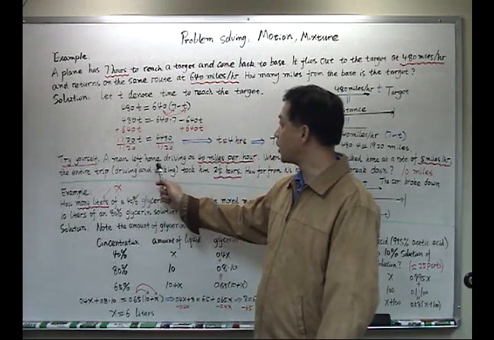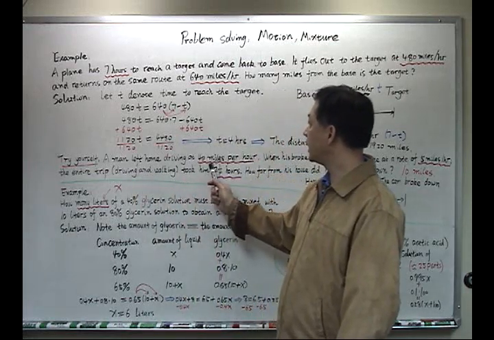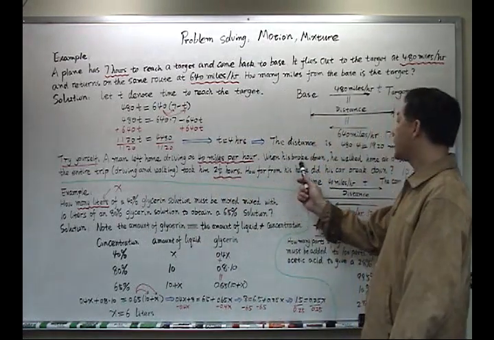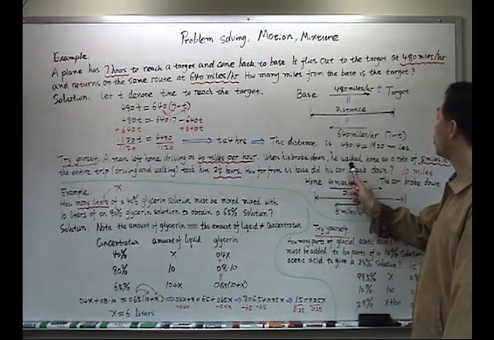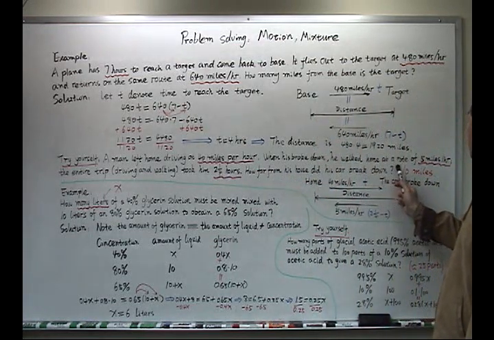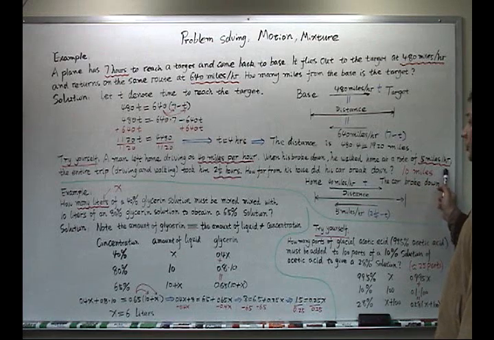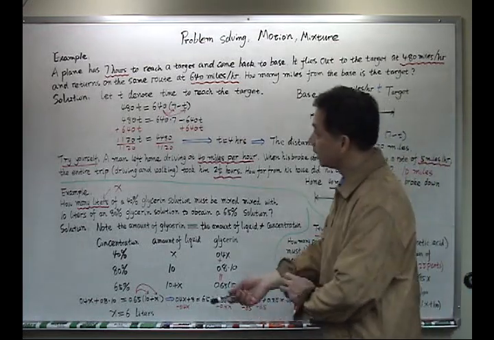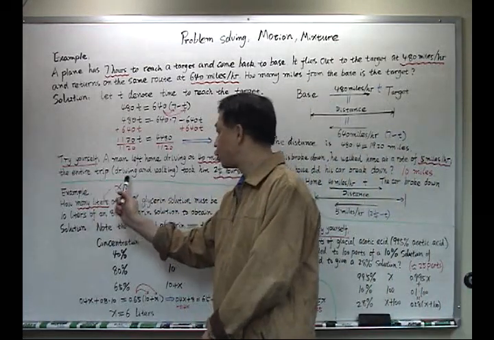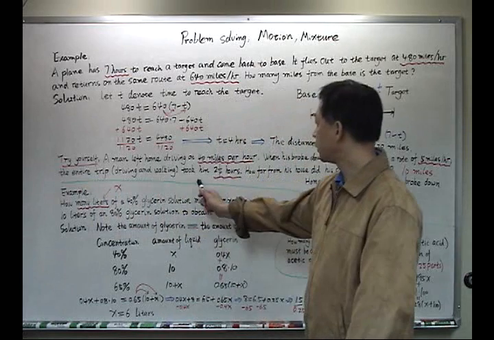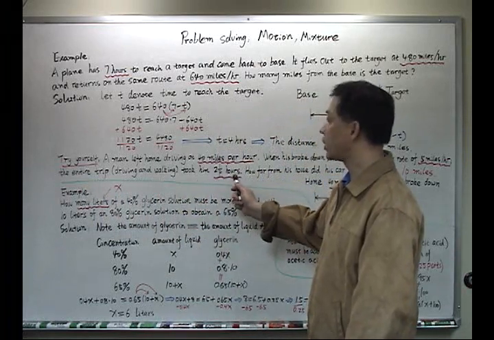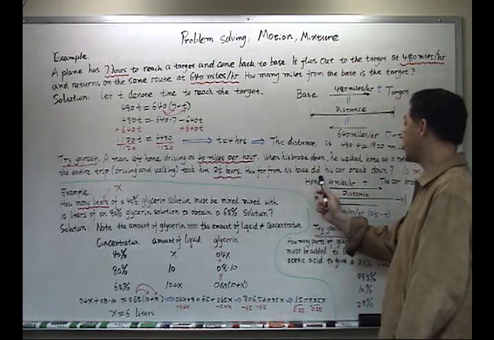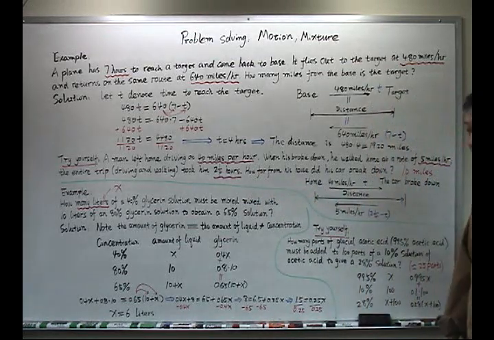A man left home driving at 40 miles per hour. When his car broke down, he walked home at a rate of 5 miles per hour. The entire trip, driving and walking, took him 2 and a quarter hours. How far from his house did his car break down?